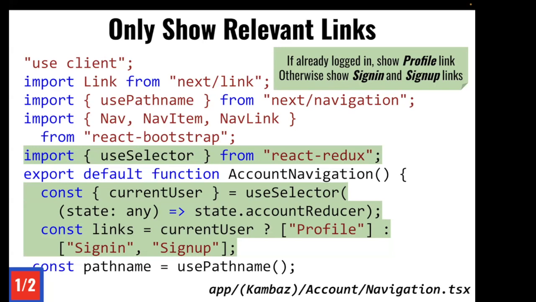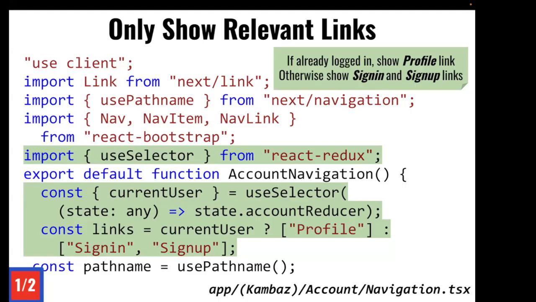For instance, the current implementation for the account navigation is that we would always show the three links: Profile, sign in, and sign up. All three are displayed, which makes no sense. Because if you are logged in, then why would we show you the sign in and sign up links? And vice versa. If you're not logged in, why would we show you the profile screen link? You should not be able to navigate to the profile screen.